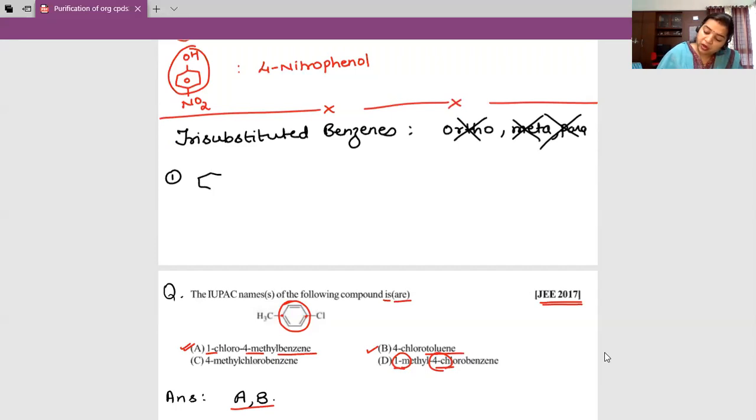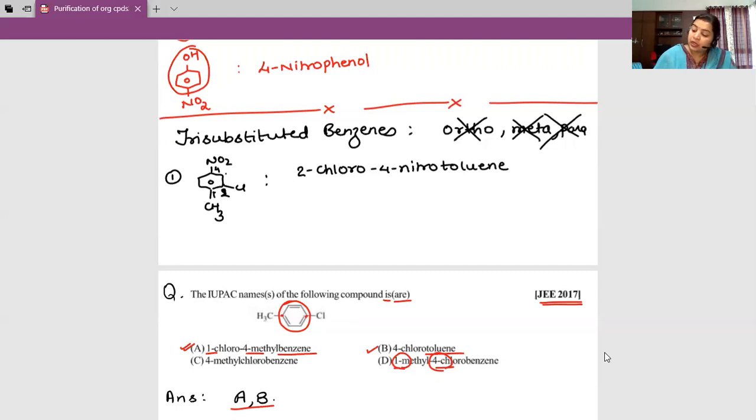Let me take my first example of a tri-substituted series: NO2, Cl, and CH3. Correct? So it can have two names. First, 1, 2, 3, 4. So this is 2, this is 1, and this is 4. If it is so, my name here, if I take it as a derivative of toluene, will be called 2-chloro 4-nitro toluene. If I don't want to take it as a toluene derivative and want to take it as a fundamental benzene derivative only, then I will call it 2-chloro, right? Now I want to put methyl, 1-methyl.